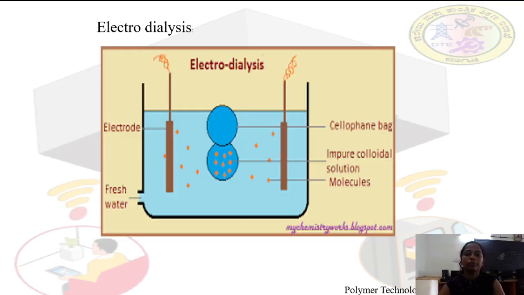Here, if they move towards the negatively charged cathode, it means they are positive. You already know that opposite charges attract each other. So if they move towards the cathode, they are cations. If they move towards the anode, they are anions.